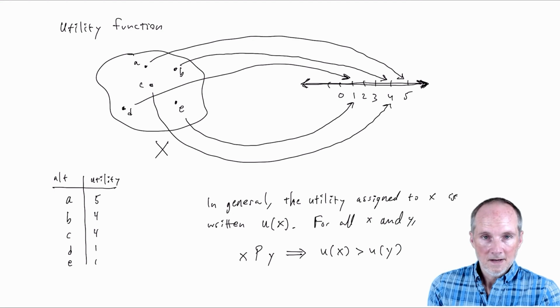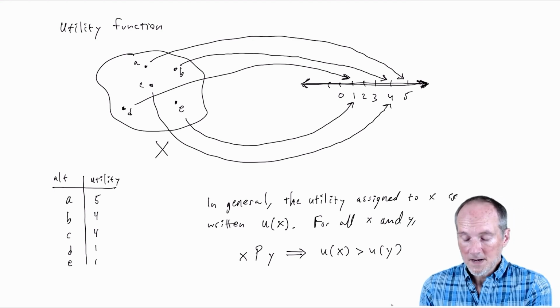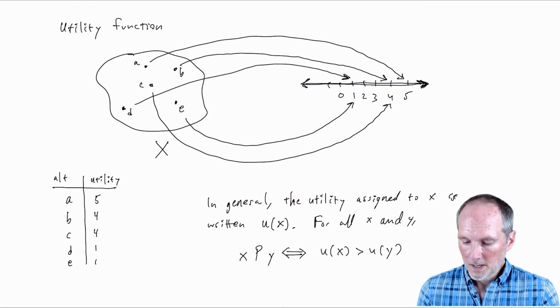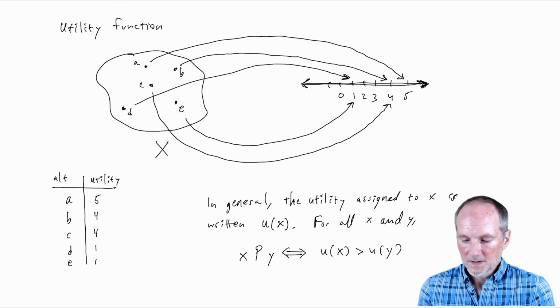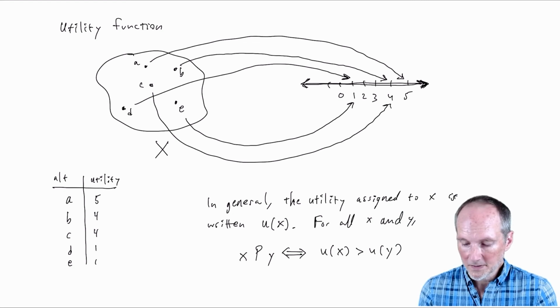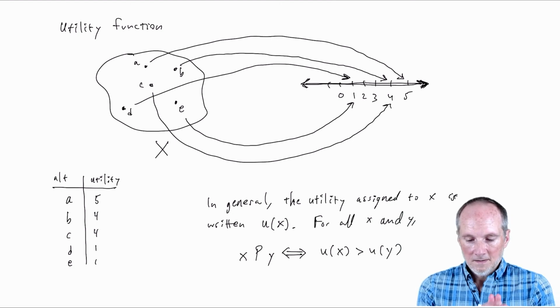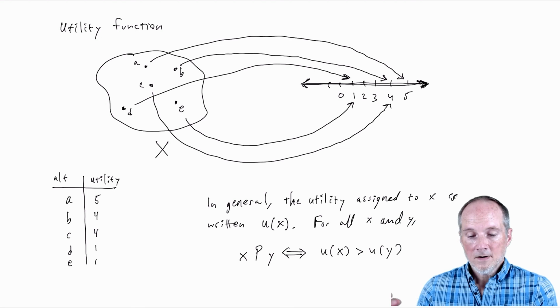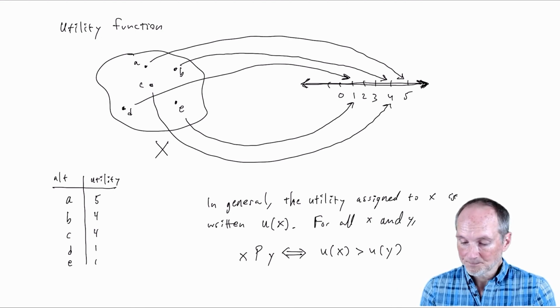But actually, the other direction has to hold too. Any alternative with a higher number is preferred. So this is called if and only if, or the logical biconditional. A utility function, again, is just an assignment of numbers to alternatives where a higher number means the alternative is better than something with a lower number.